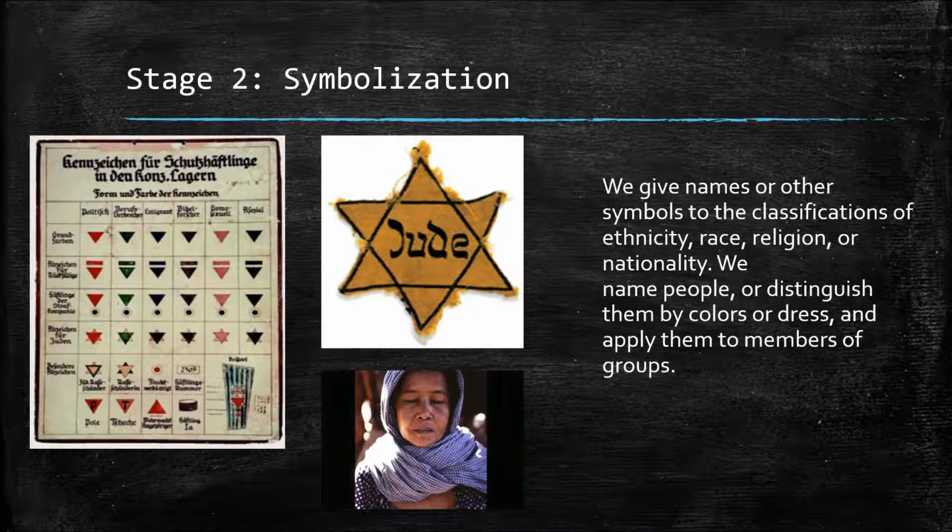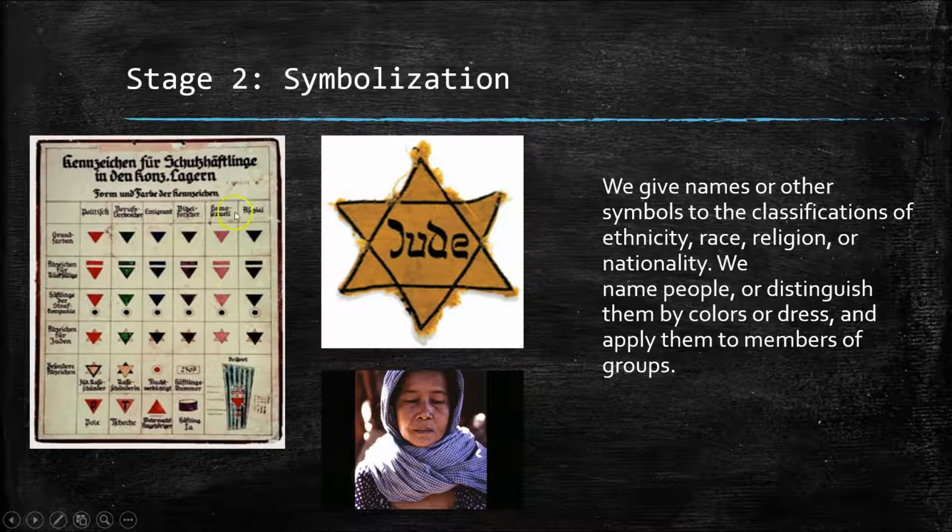Now, the second stage of genocide is called symbolization. Symbolization is an outward symbol to identify you as part of an ethnicity, a race, a religion, or nationality. So, for instance, here in Cambodia, you see the blue scarf. During the Holocaust, Jewish people had to wear this yellow star upon their lapel. The Nazi soldiers had this sheet to identify the symbolization that the Nazis did.